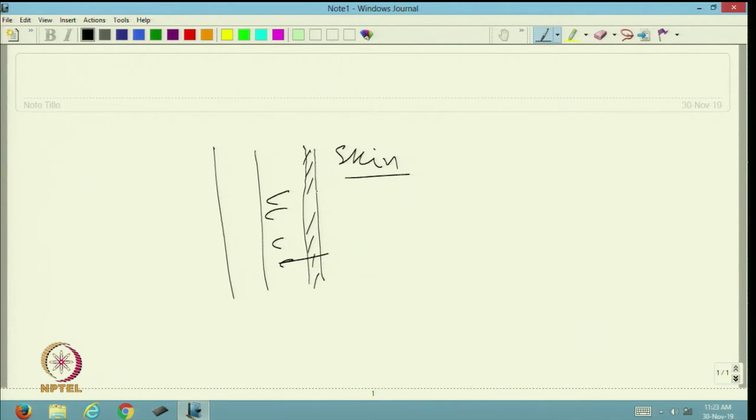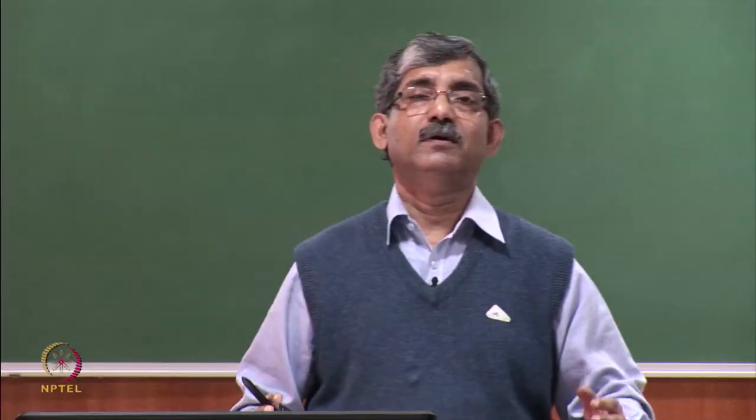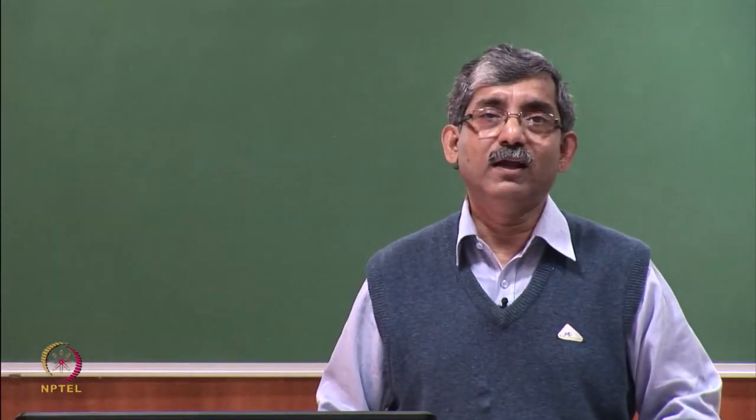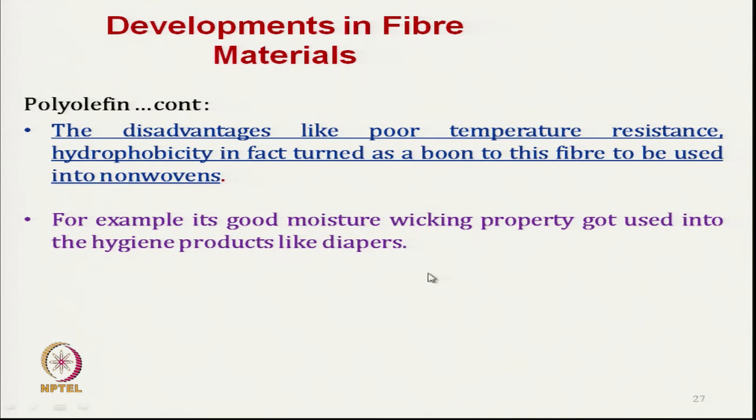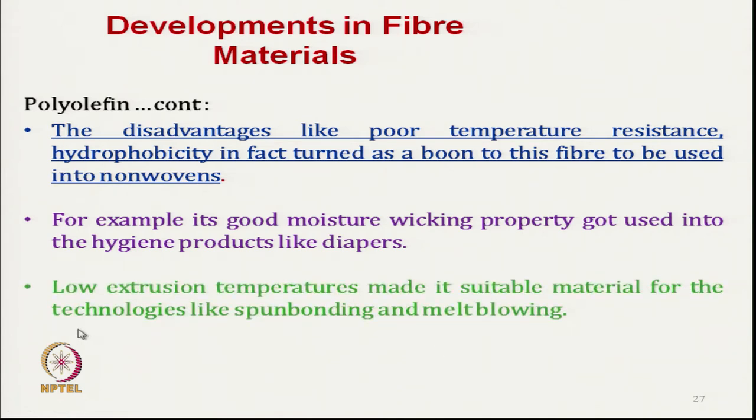At the same time, as this fiber does not absorb moisture, there would not be any water accumulation on this surface, so the person will feel comfortable. So, these characteristics are very important for hygiene products. As I have mentioned, the lower extrusion temperature makes it a suitable material for technologies like spun bonded and melt blowing.